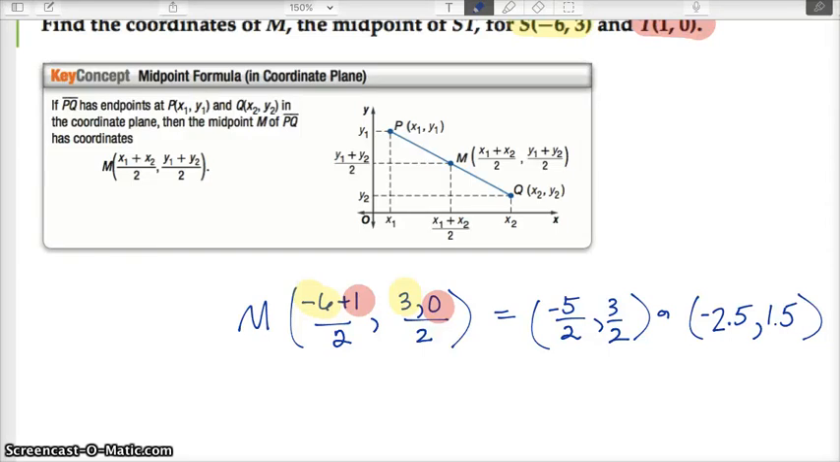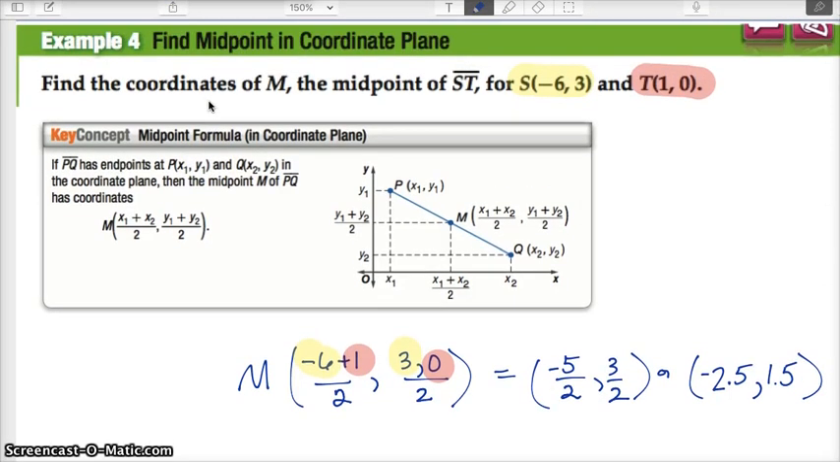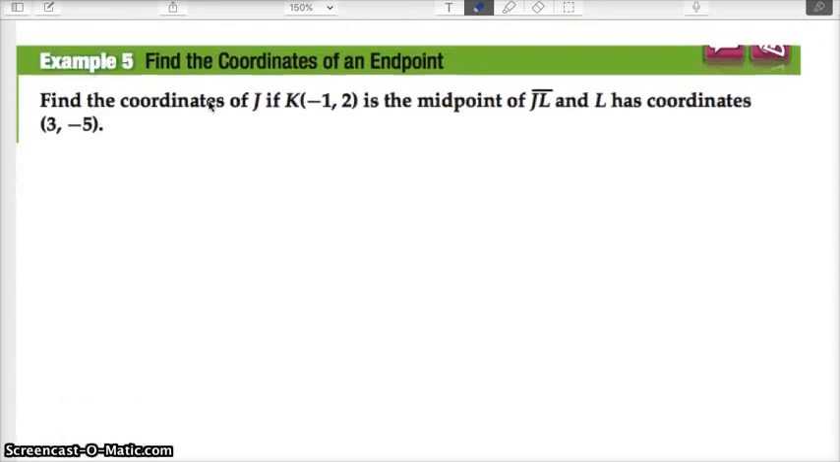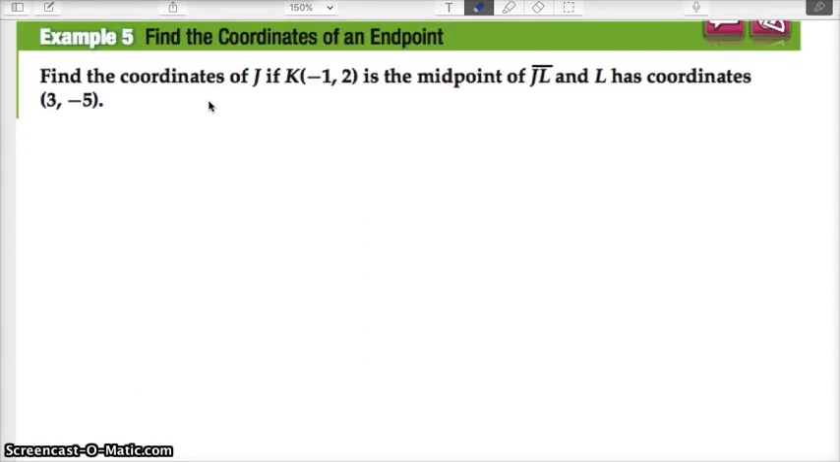All right, this is Geometry Section 1-3, Part 2. We just finished Example 4, to find the midpoint on a coordinate plane, and now we're going to go on to Example 5. We've got two more examples, and Example 5 is the first of those.